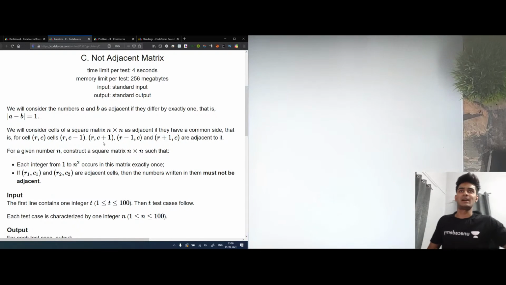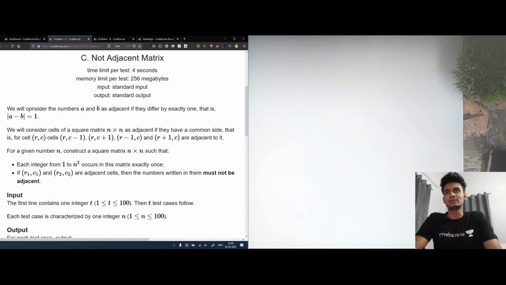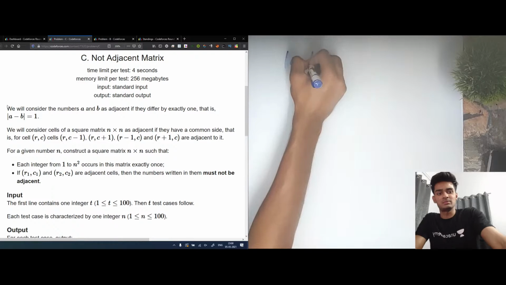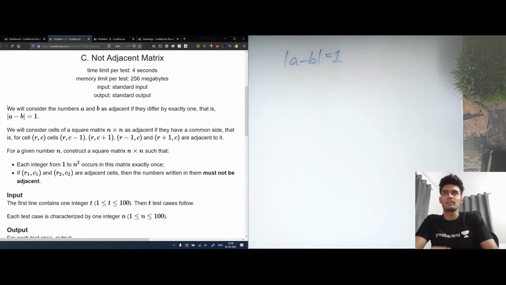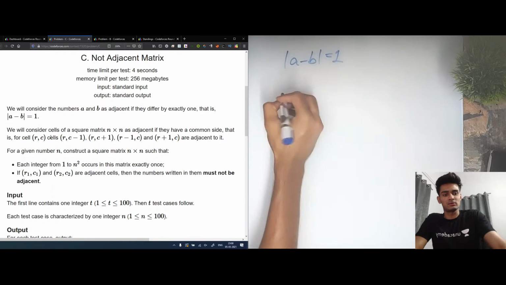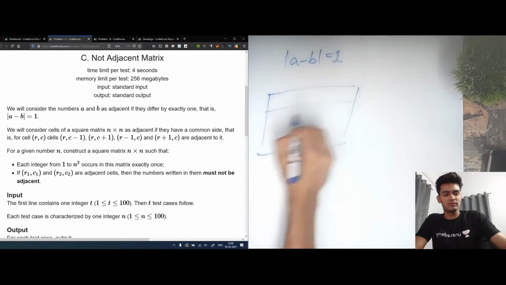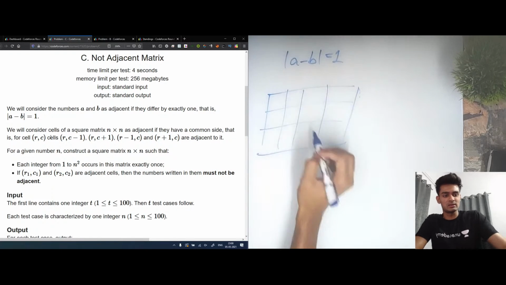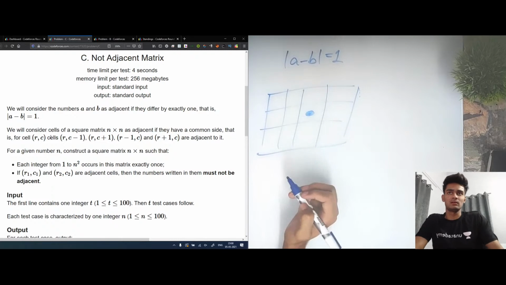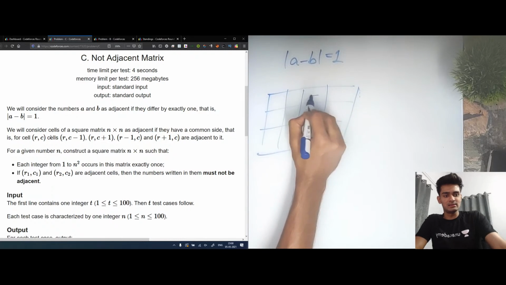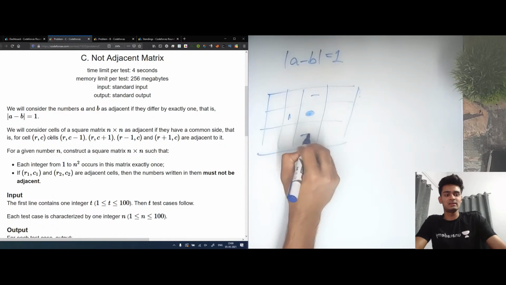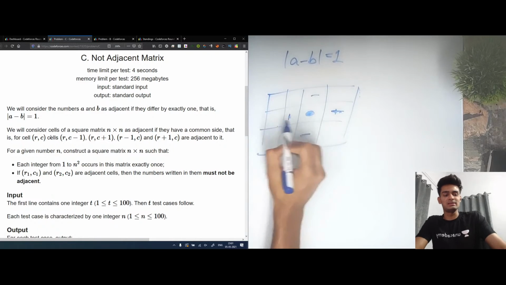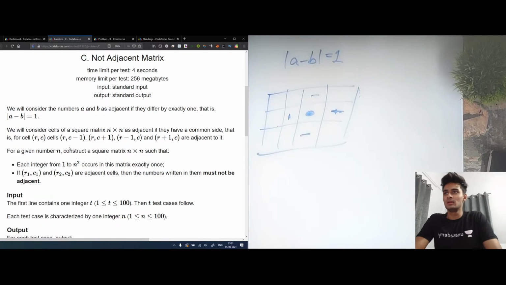The third problem says that we'll consider the numbers a and b as adjacent if they differ by exactly 1. That is, mod of a minus b equals 1. We'll consider cells of a square matrix n into n as adjacent if they have a common side. So basically we have a matrix of n into m. Let's say we are at this particular cell. Then this cell is a neighbor, this cell is a neighbor, this cell is a neighbor, and this cell is a neighbor. So basically every cell that is sharing a side is a neighbor.